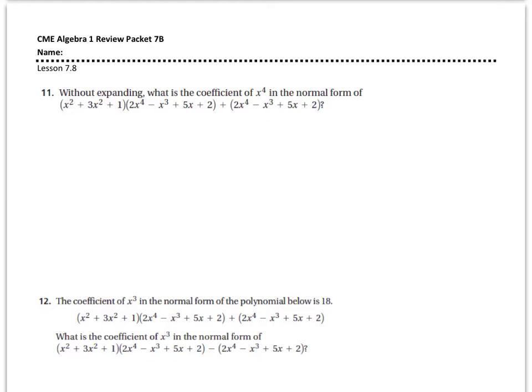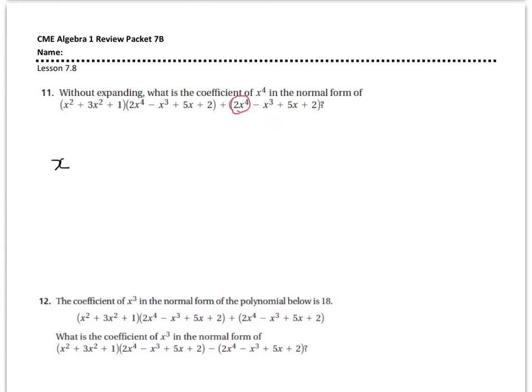Lesson 7.8. Without expanding, what's the coefficient of x to the fourth in the normal form? So all I care about is x to the fourth. I don't want to expand this, but let's make an expansion box to see.